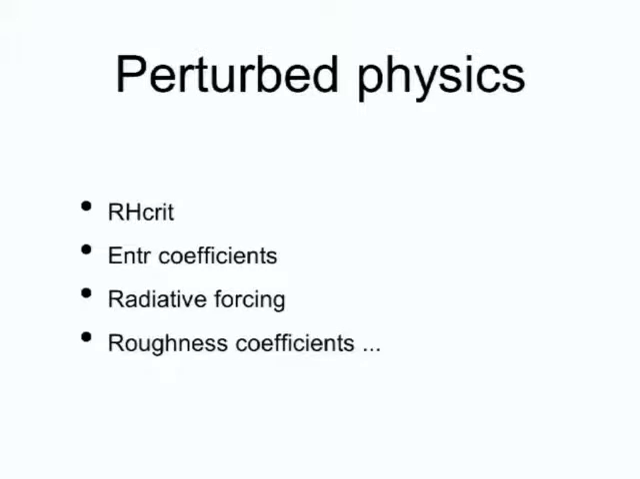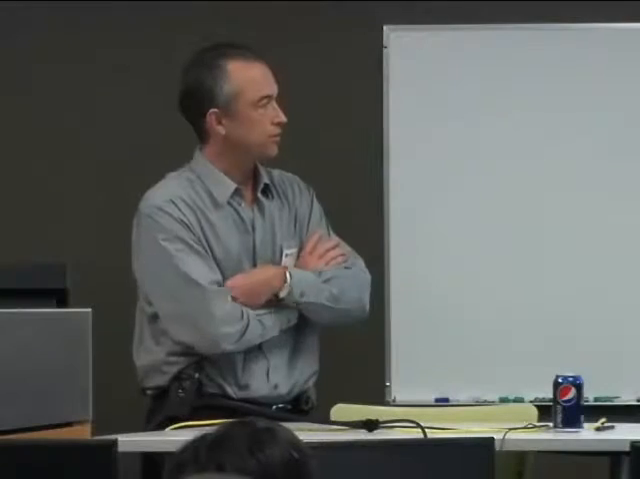Mentioned the physics. There are a number of parameters used that can be perturbed. The critical relative humidity at which clouds form. So if you take a box of air and you slowly cool it, you actually get to the point where the air is saturated, it'll form clouds.